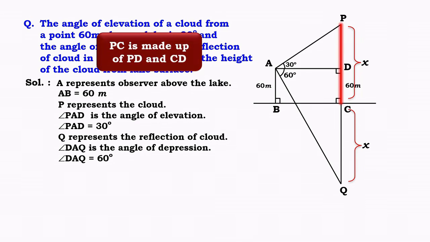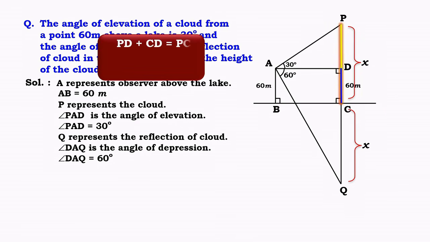Now, PC is made up of PD and DC. Therefore, PD plus DC is equal to PC. Substituting the values, PD plus 60 is equal to x. Therefore, PD is equal to x minus 60 meters.